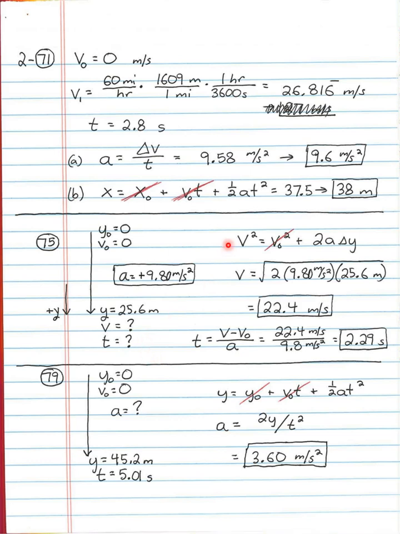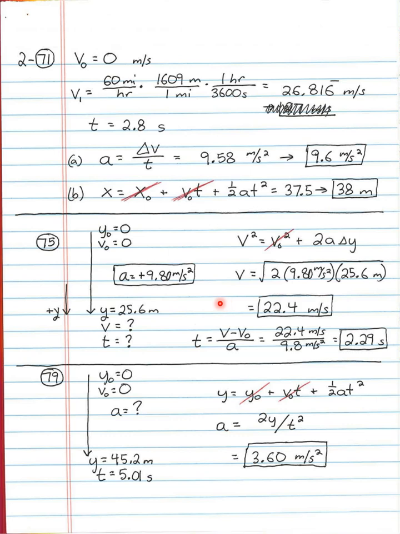So an appropriate equation is this one where my pointer is at. V squared equals v naught squared plus 2a delta y. We know all those values. You can see them in the picture or around my pictures, so plug them in. V equals square root of 2 times 9.80 times 25.6. And we get 22.4 meters per second. That's its speed when it gets to the bottom.